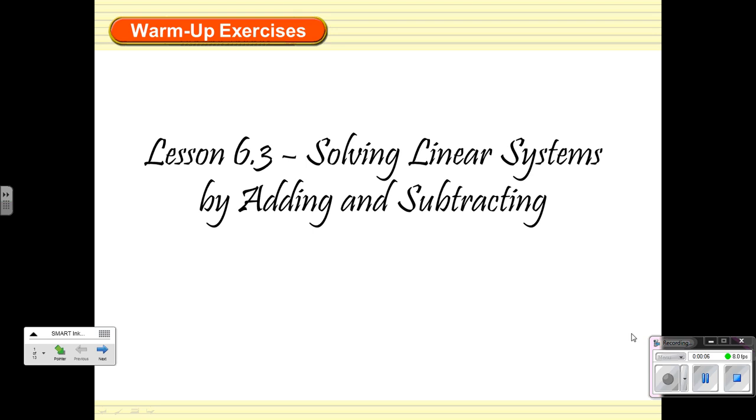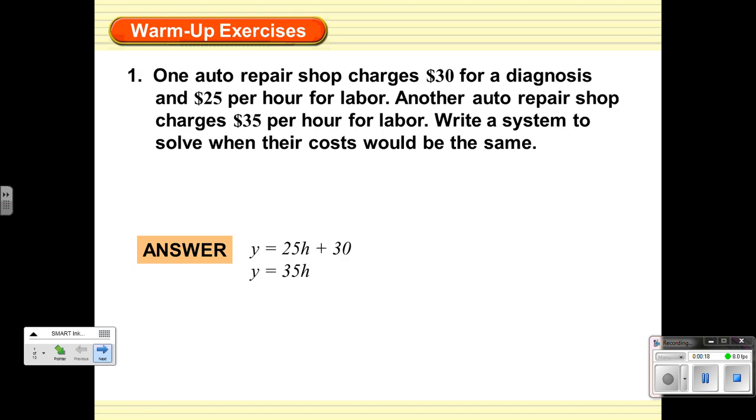All right, we're going to do lesson 6.3, solving linear systems by adding and subtracting. And I think you're going to find that this one is pretty user-friendly. I think you might like this method of solving systems better than some of the other ones. Substitution is not bad, but here are your warm-up exercises.